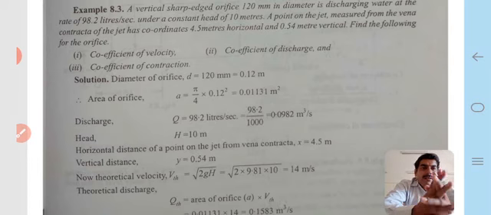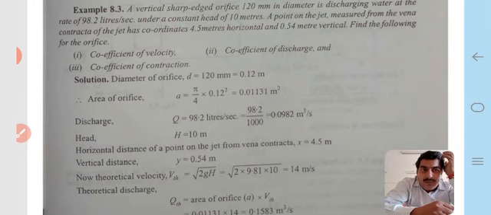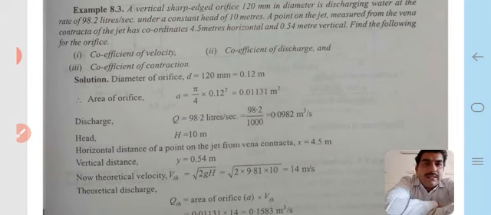A vertical sharp-edged orifice 120 mm in diameter is discharging water at the rate of 98.2 liters per second under a constant head of 10 meters. A point on the jet, measured from the vena contracta of the jet, has coordinates 4.5 meters horizontal and 0.54 meter vertical. Find the following for the orifice. First one is the coefficient of velocity, second the coefficient of discharge, third the coefficient of contraction.